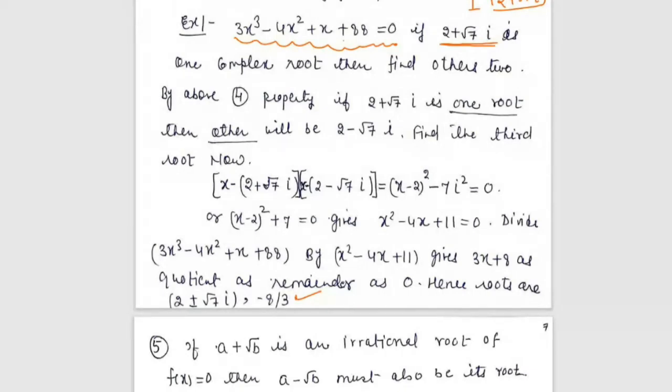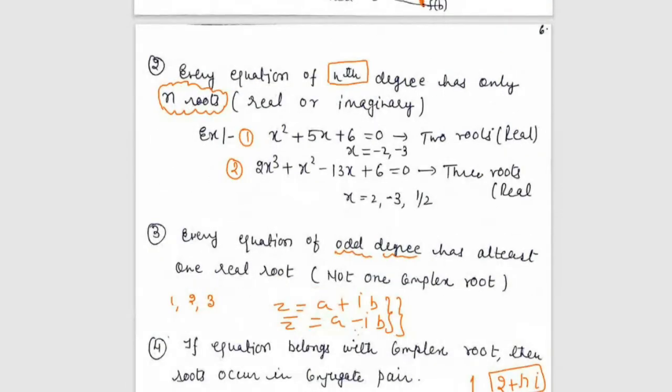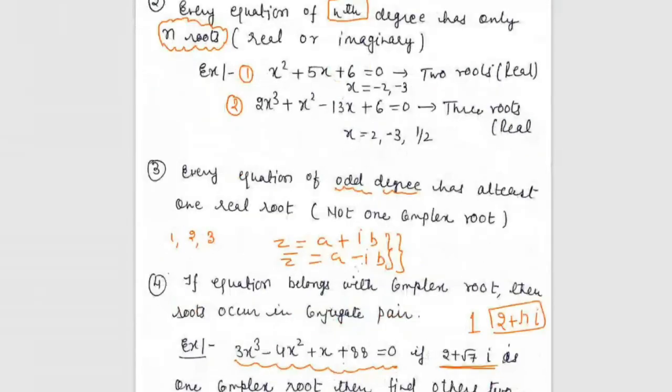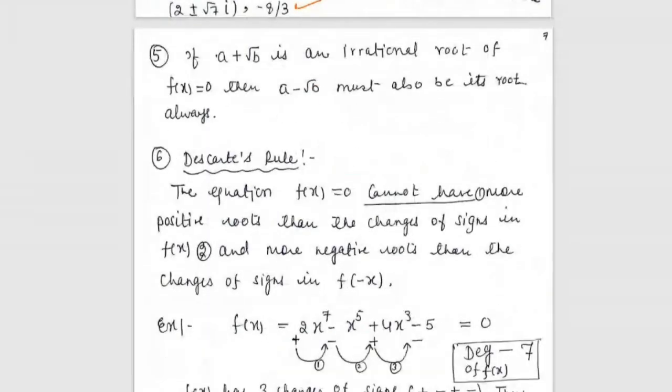Because the degree is 3, this equation should have three roots: one is complex, another is also complex, which is its conjugate pair, and another is a real number, because the power is odd. It means that surely there will be one real number. Now see the next very important step.